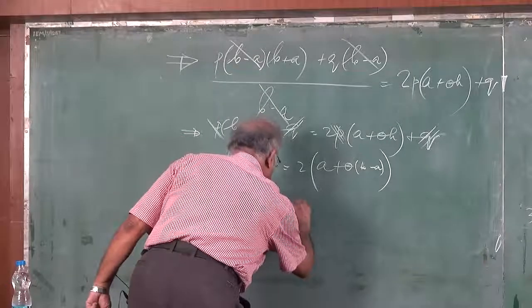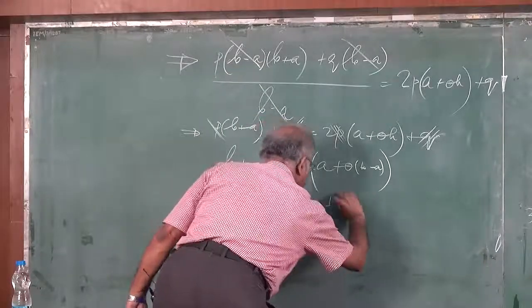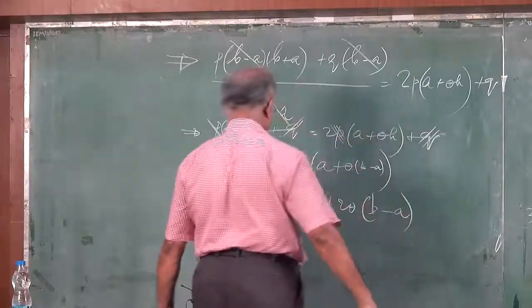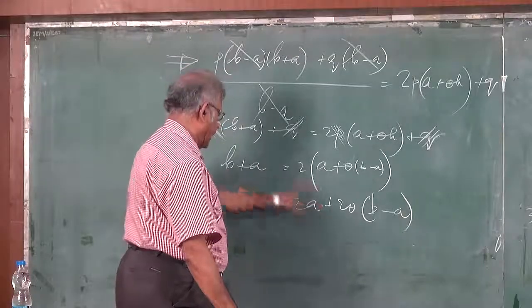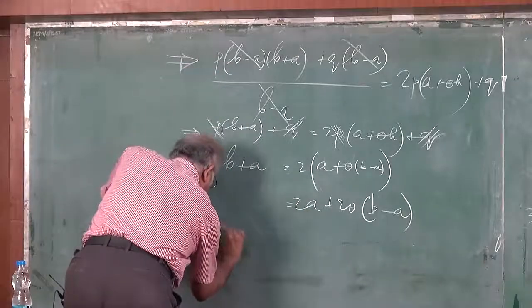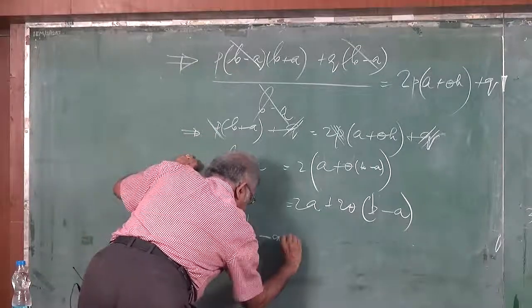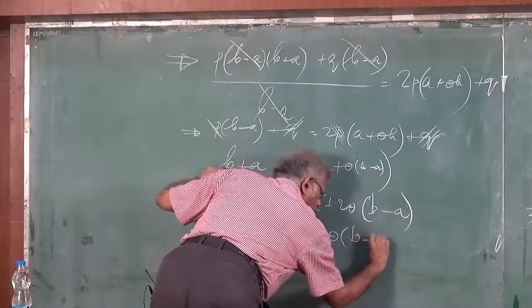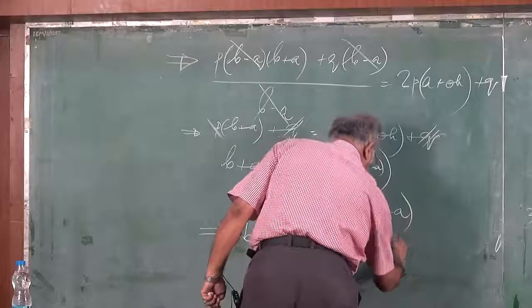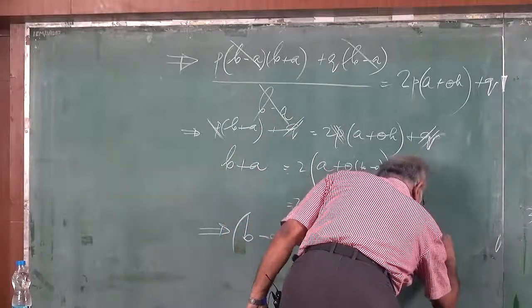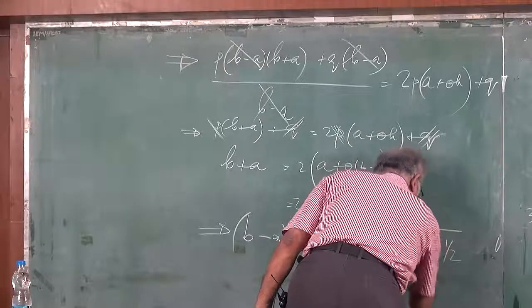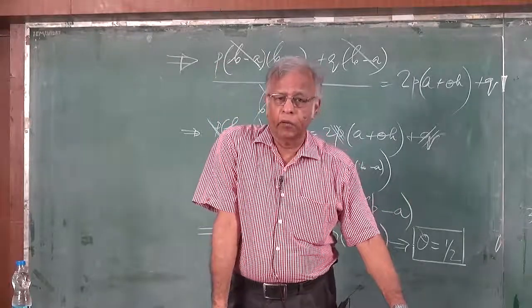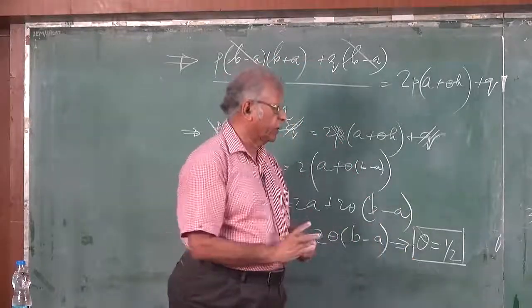So, this is equal to 2a plus 2 theta into b minus a. If I take this a on this side, we get, the implication is very simple, b minus a is equal to 2 theta into b minus a, and this implies theta is equal to half. So, we are absolutely home. This is what we set out to prove, and we have just proved and completed the first problem.